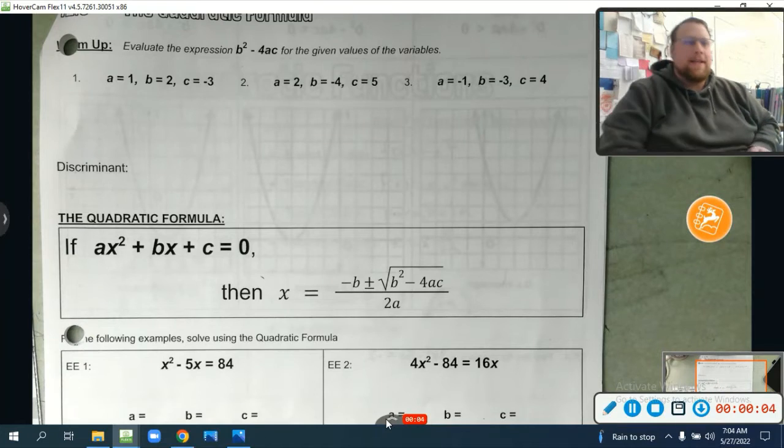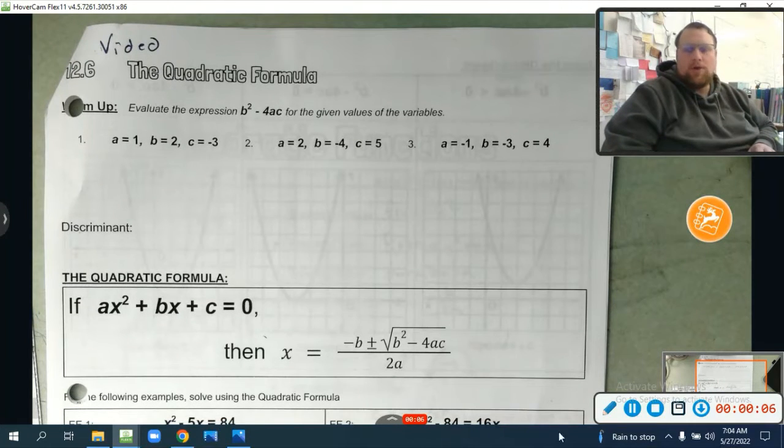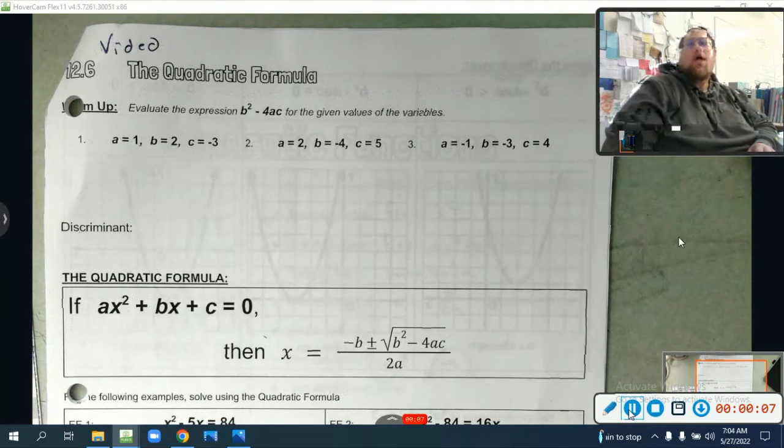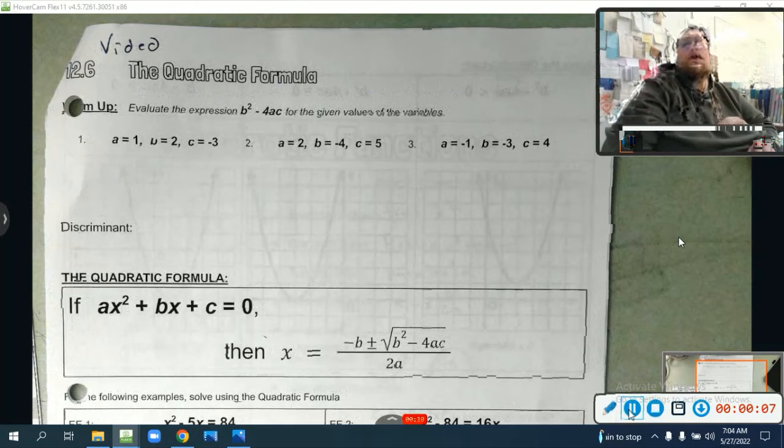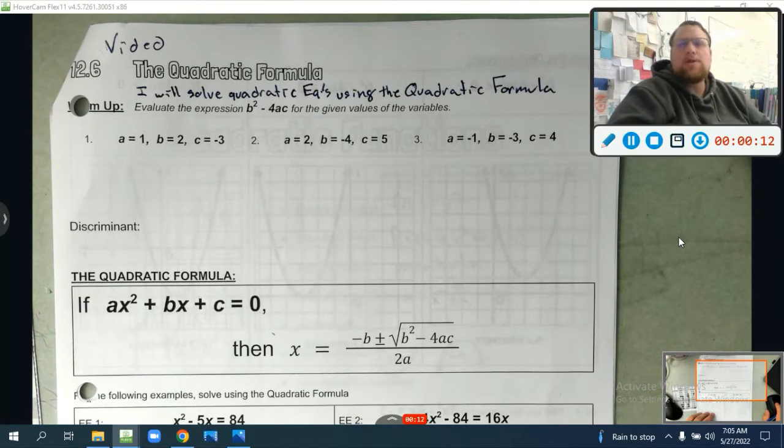All right, let's get into this. We are in the quadratic. And our learning target today for 12.6 is, I will solve quadratic equations using the quadratic formula. I know, it's as if it appeared out of magic, or the power of pause, whatever, you know.